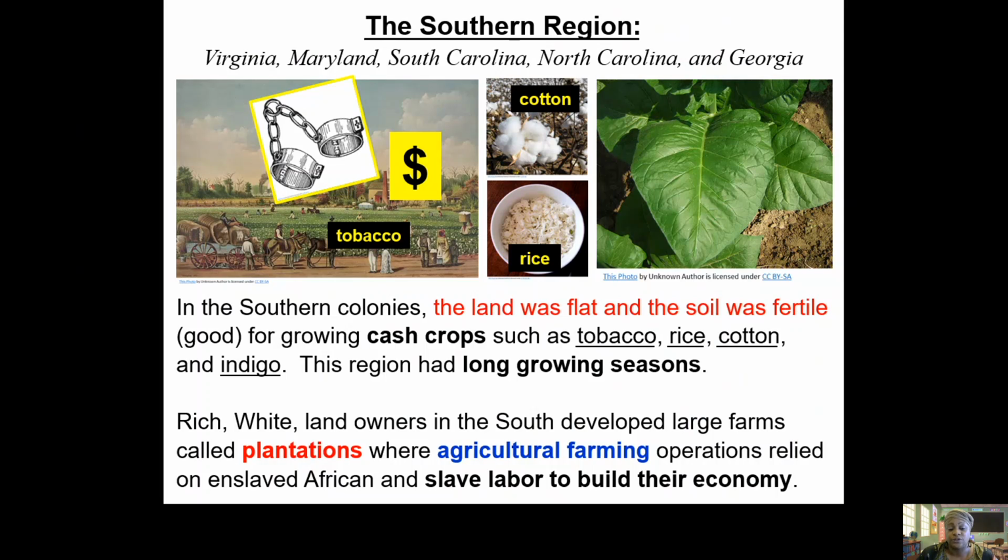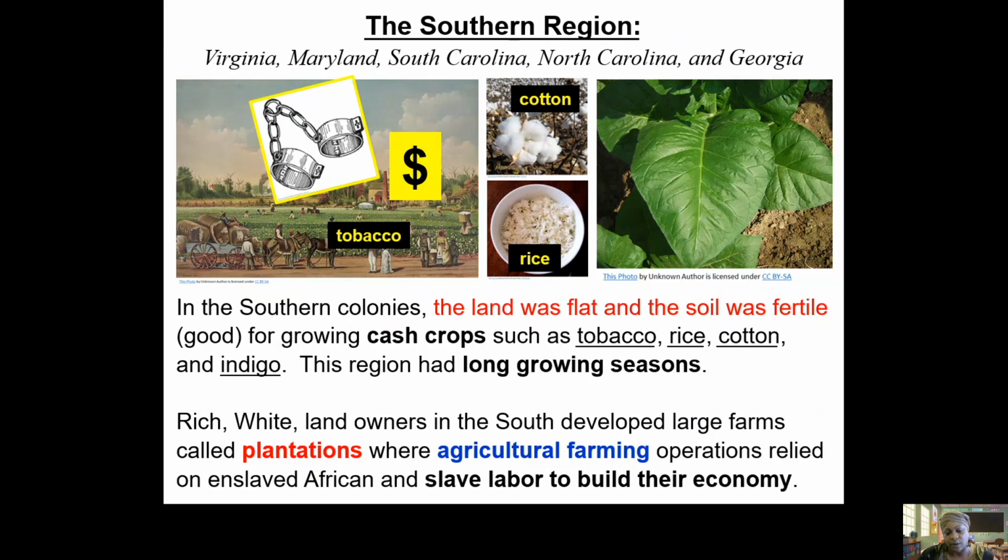Usually the landowners who were very rich had large plantations, and a large plantation can have hundreds of slaves. Now, each colony had slaves, but if you lived in New England or the Mid-Atlantic region, the average family probably had maybe 3 or 4 slaves. But in the southern region, rich landowners could own hundreds of enslaved Africans, and they would work on what is called a plantation.